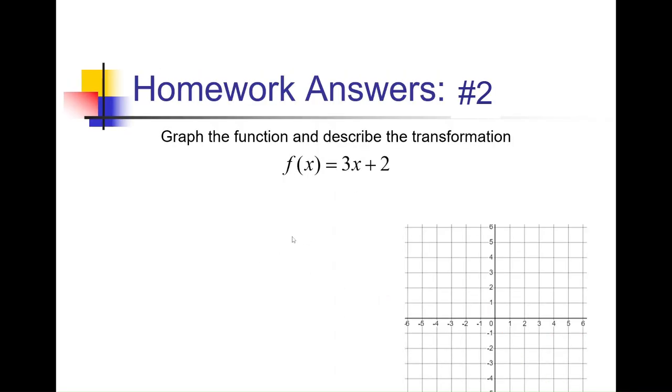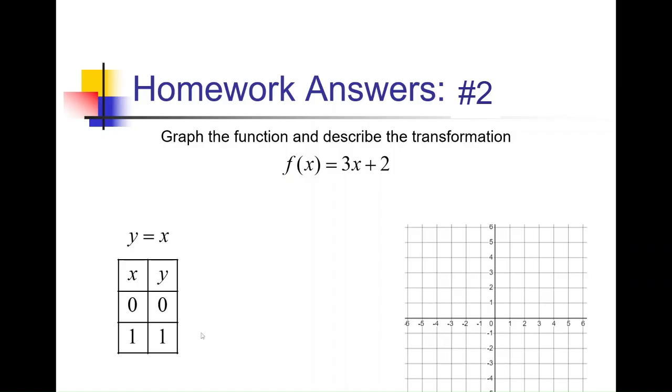On this problem, we're trying to graph this function and also describe the transformation going on. Since this is a linear function, we have an x right here. I'm going to use y equals x and its parent table to help me graph this out. So I'm just going to use the points 0, 0, and 1, 1. There's lots of other points, but we really only need 2 for a line.